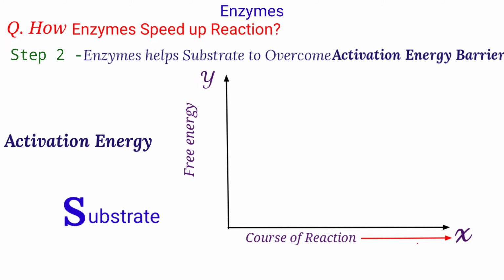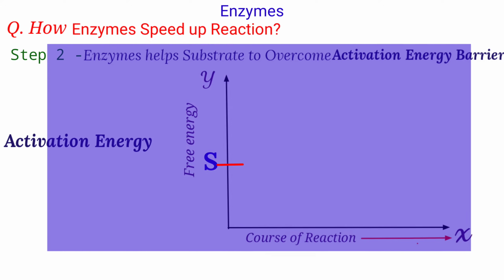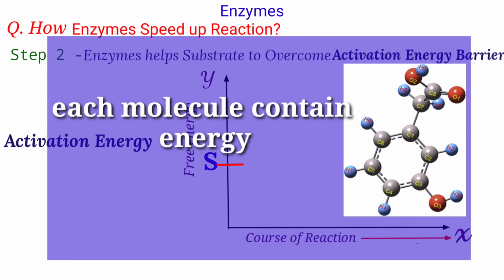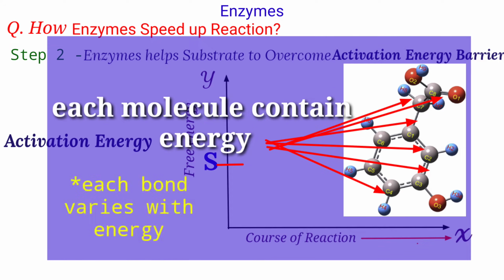So we have a substrate molecule and we need to locate the substrate on the y axis. We have pointed to it here on the red line because we know that each molecule contains a certain amount of energy within. That energy lies in the bonds which are present between different atoms in that molecule.